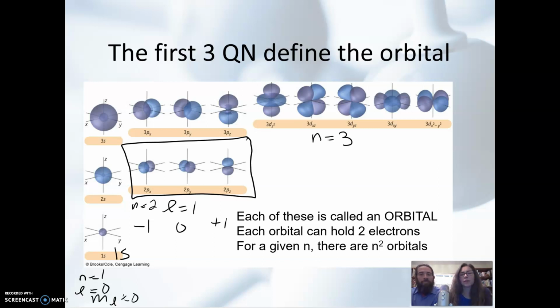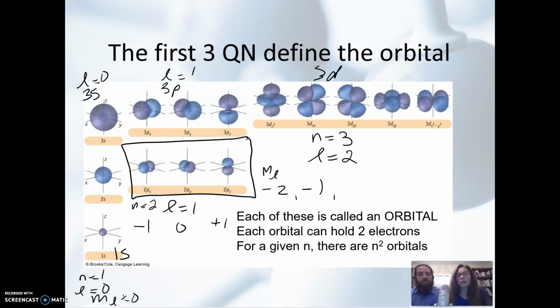When n equals 3, l can be 0, l can be 1, or l can be 2. So there is a 3s orbital, there are 3 3p orbitals, and there are 5 3d orbitals. And where do those 5 come from? It comes from m sub l. m sub l can be -2, -1, 0, +1, or +2. Those are 5 different orbitals that m sub l tells us. And these are 5 different orientations for that clover leaf, and then this kind of funny one here.